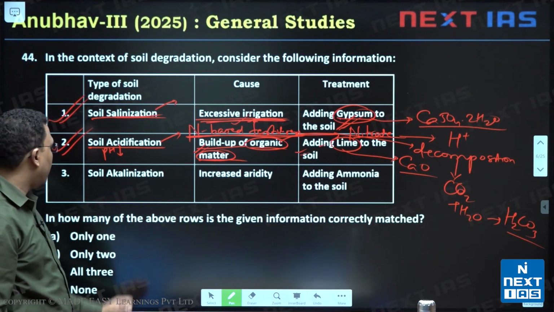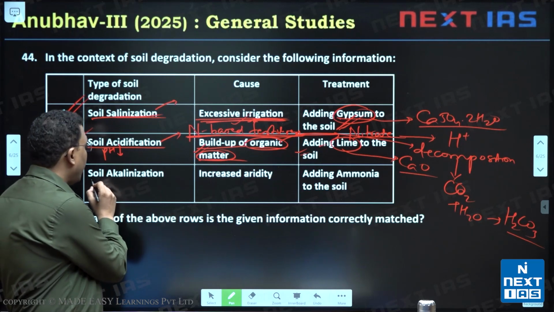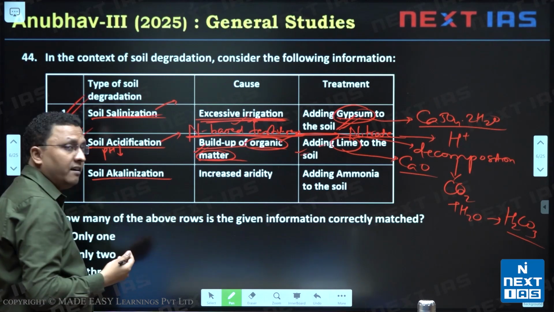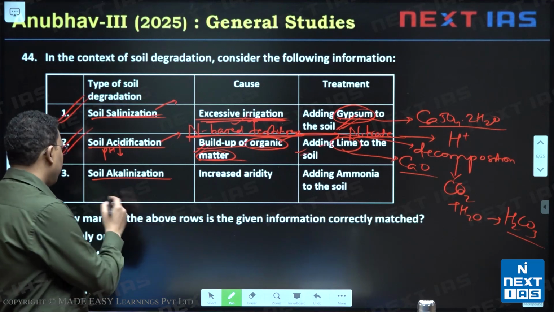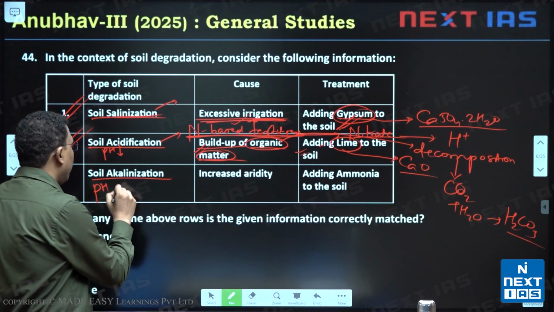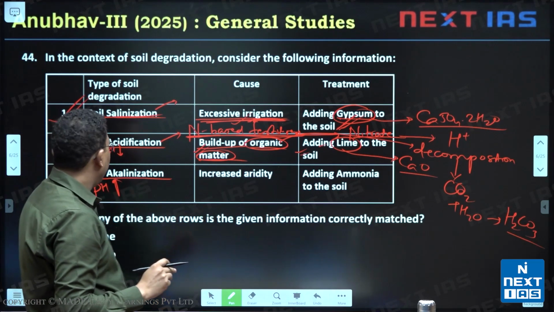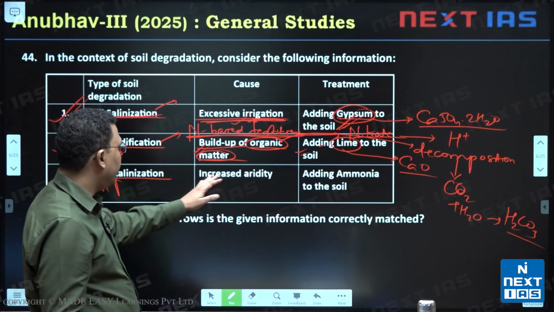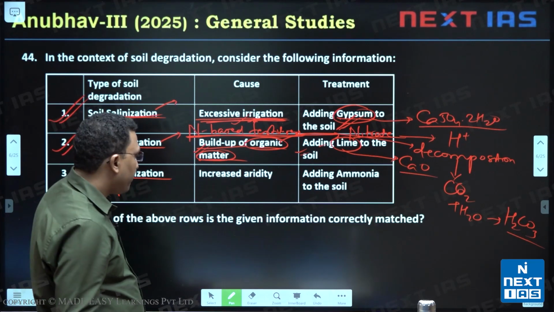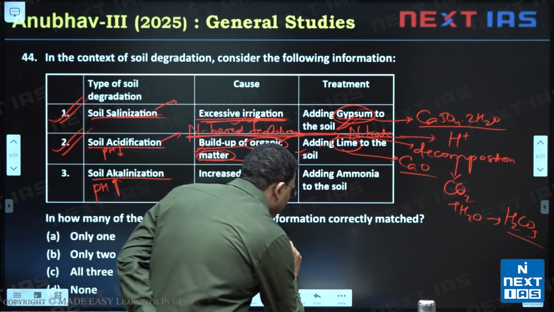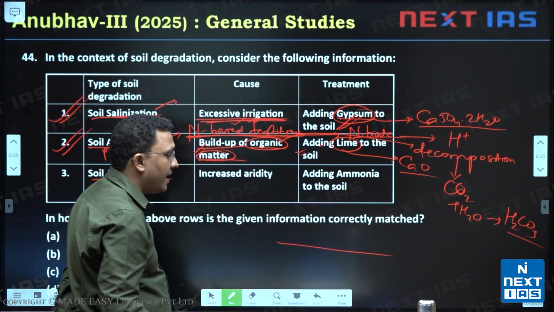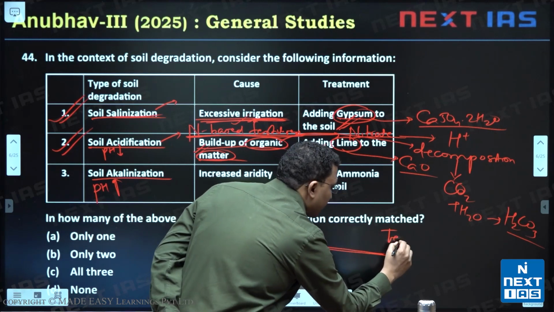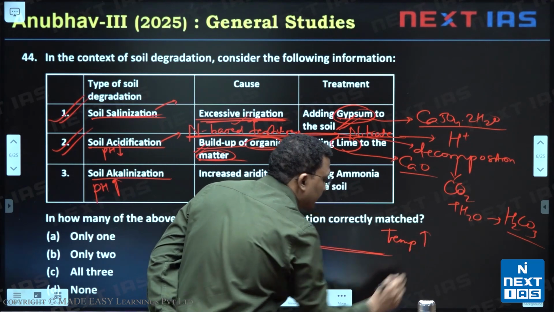Now let's see the third one. Third one is soil alkalinization. Soil alkalinization is basically a buildup in alkaline concentration. So that means the pH of the soil will increase, right? And the prominent reason for soil alkalinization is increased aridity, right? Let's say this is a soil surface, and it is facing arid conditions. Arid condition means the temperature is very high outside, right?